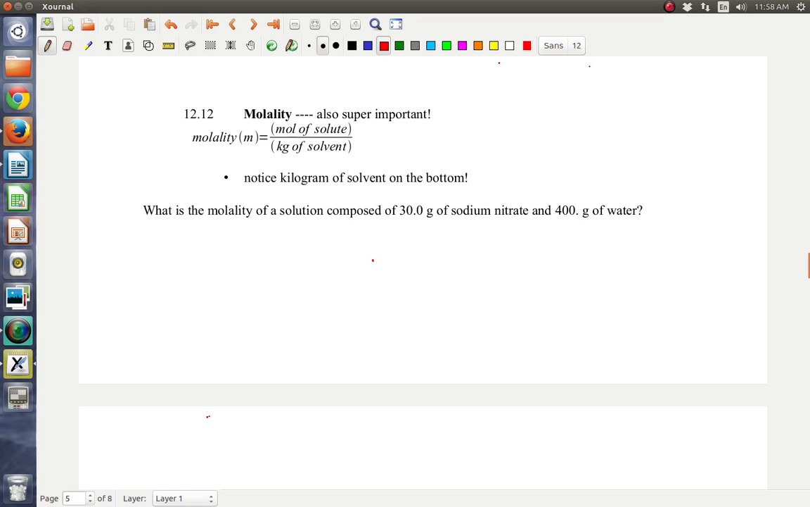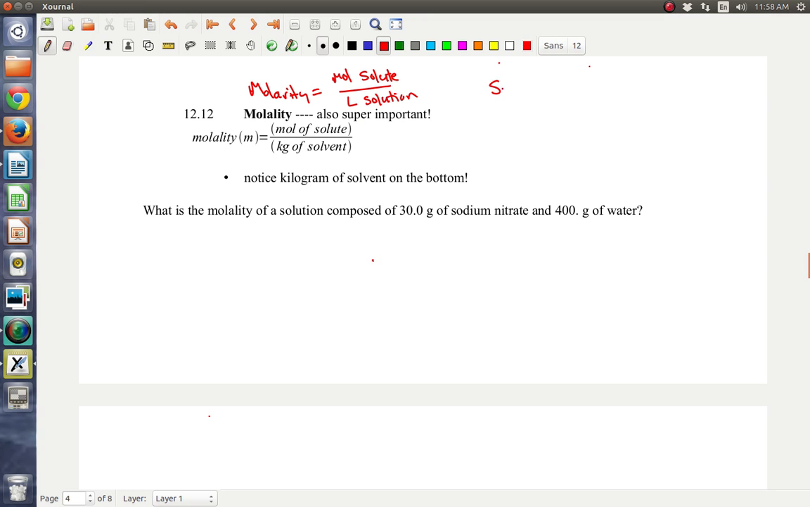Okay, we're going to do one more concept on molarity. Or molality, rather. We just did molarity. Remember, molarity equals moles of solute, the thing you have the least amount of, over liters of solution.